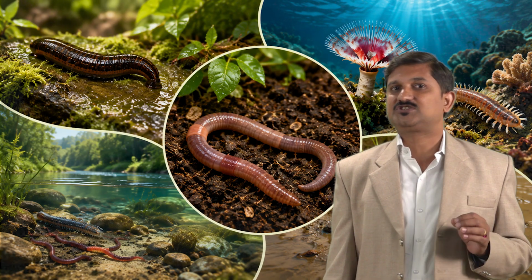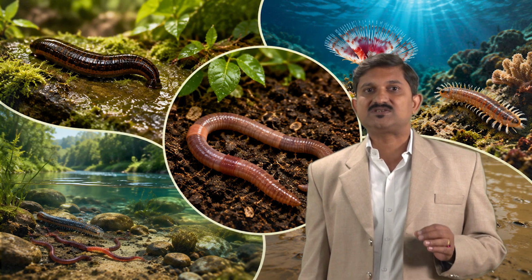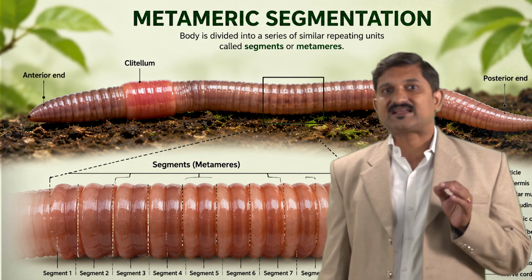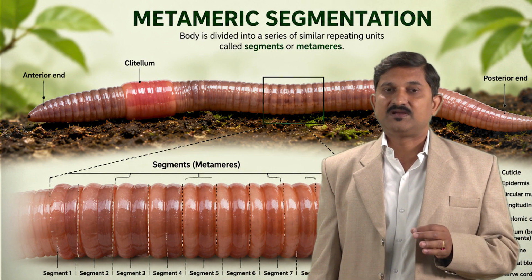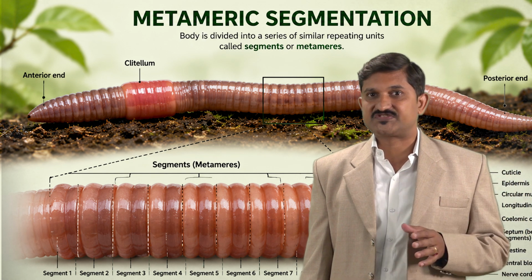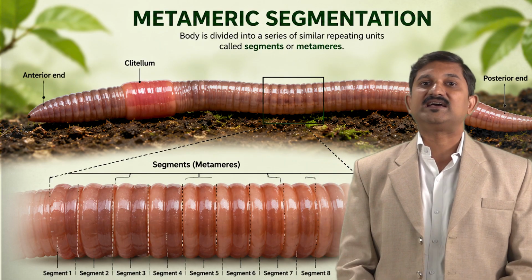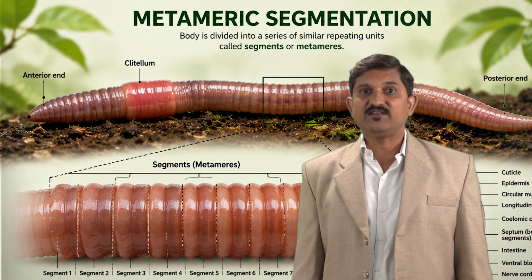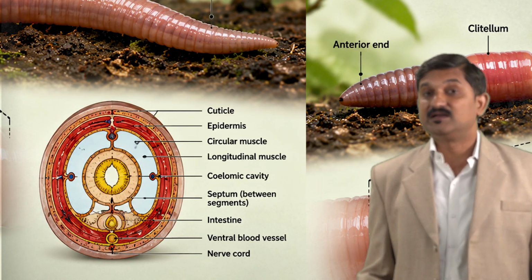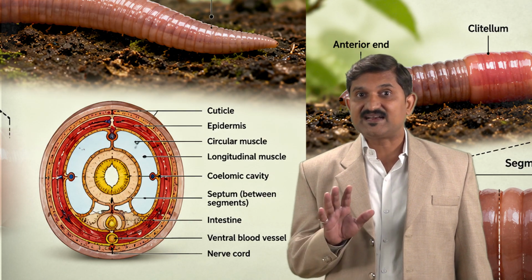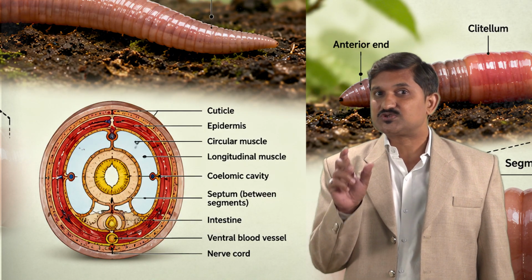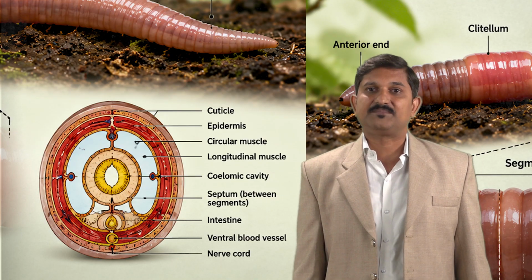One of the peculiar features of all annelids is the presence of metameric segmentation. The annelids are characterized by metameric segmentation where the body is divided externally by ring-like grooves. These grooves are called annuli. The word annuli has come from a Latin word called annulus, which means little ring. The body is internally divided by transverse septa. These segments so formed are called metameres.